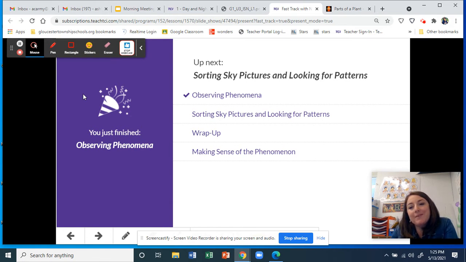And we're still learning about the sky and how it looks different during the day and at night. So let's take a look at our first slide of the day.